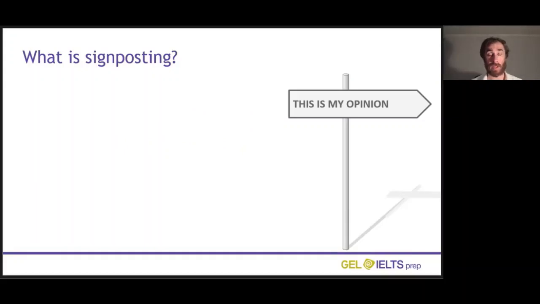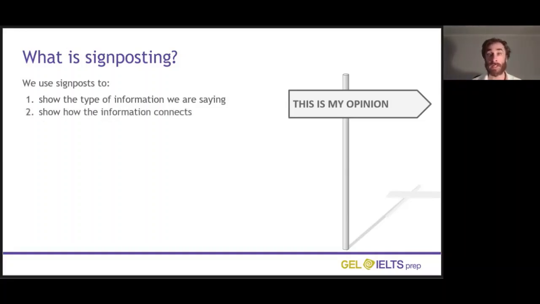So, what is signposting? Signposting is language that we use, phrases or expressions, that show the listener what we're going to say. It prepares them when they are listening to us. This can include telling the listener the type of information we are saying, if it's an opinion, if it's a fact, if we heard this from somebody else, or if it's news. It can show the listener how the information we are saying connects to previous information. So whether it is in contrast, or whether it is similar, or whether it extends the same point.